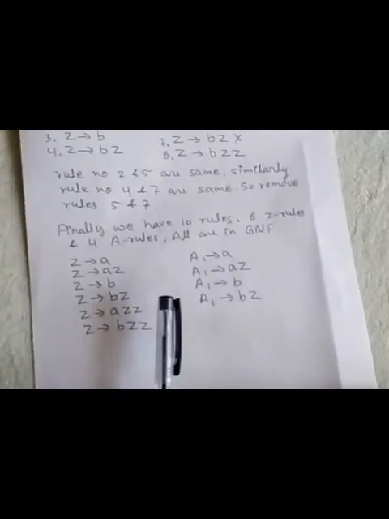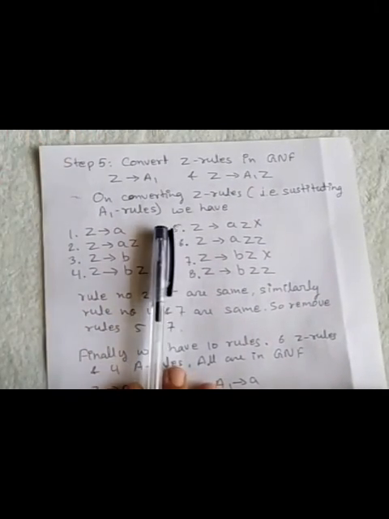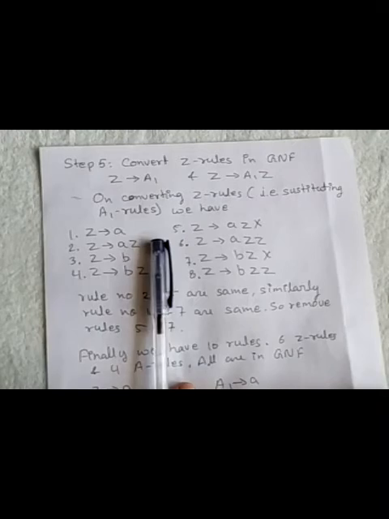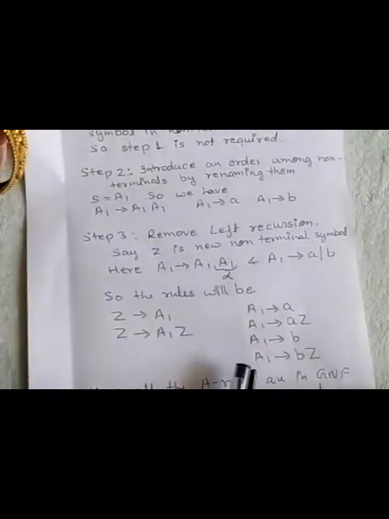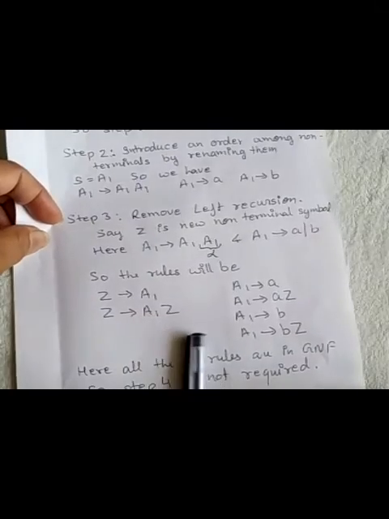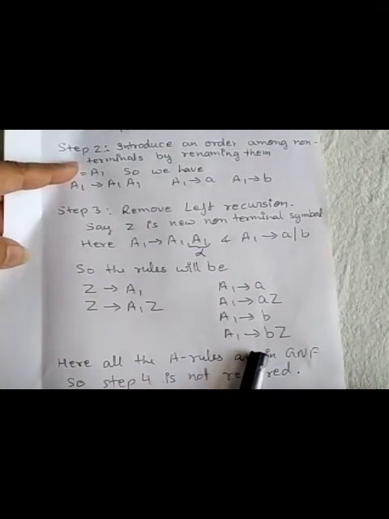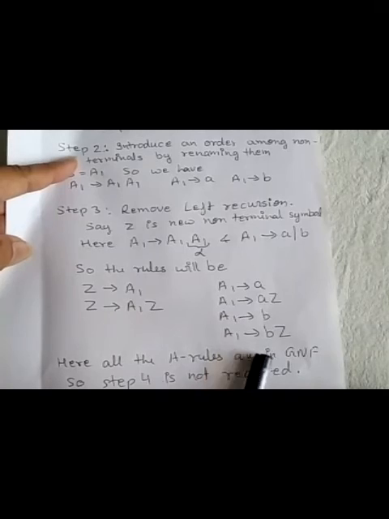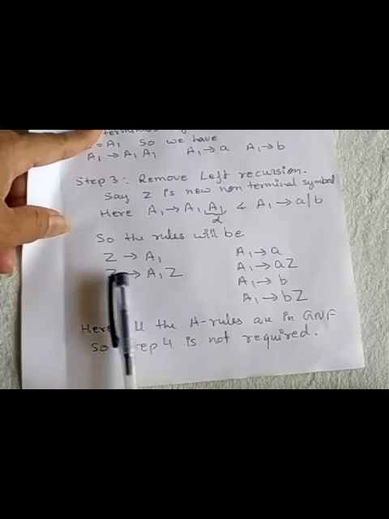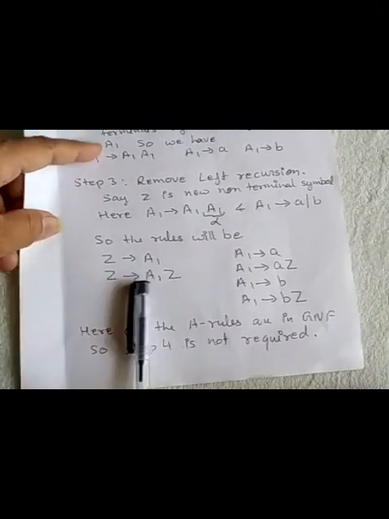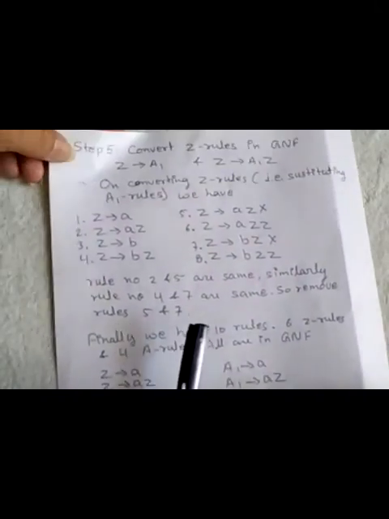Now come to step 4. Now what is step 4 here? Step 4 is to convert all the Ai rules, right? But in this case all the rules are already in GNF, so we do not need to convert the Ai rules. That means step 4 is not required. We have only Z rules. Now the fifth step is required. Now come to step 5.